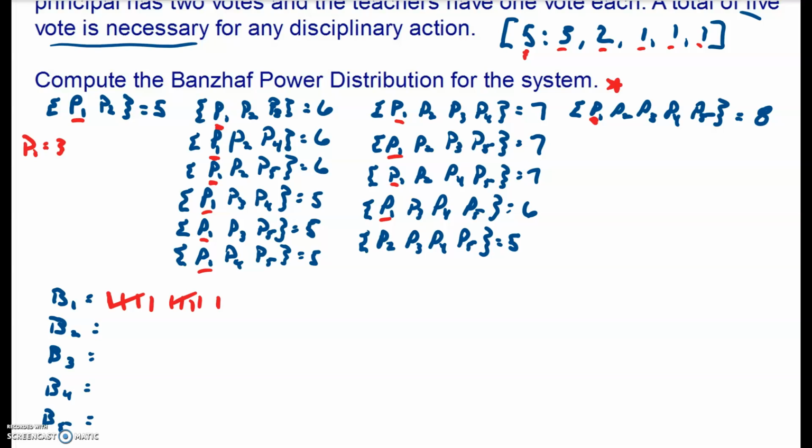So this is the only coalition in which player 1, if he's involved in that coalition, is not critical. So now we count up these marks, and we see that player 1 has a Banzaf number of 11. Now we go through with player 2.